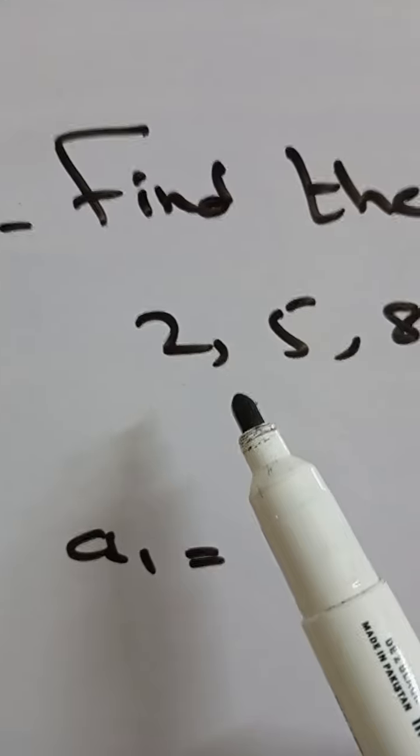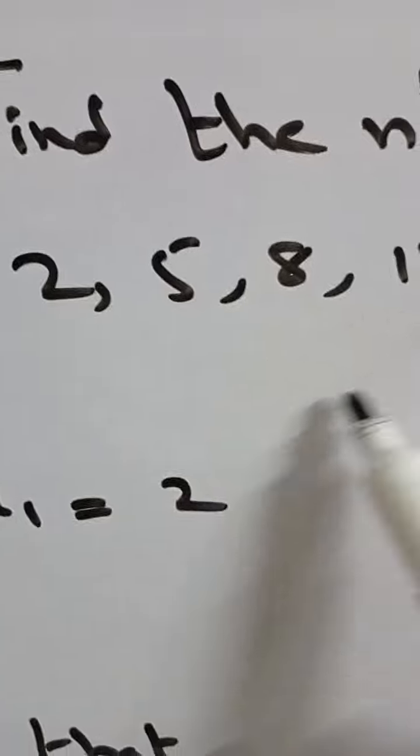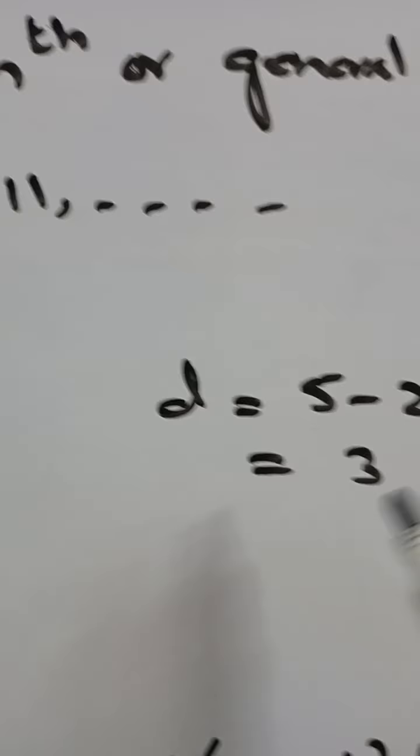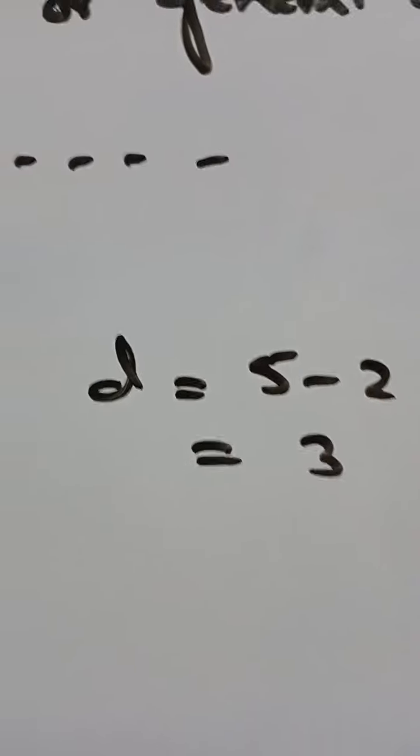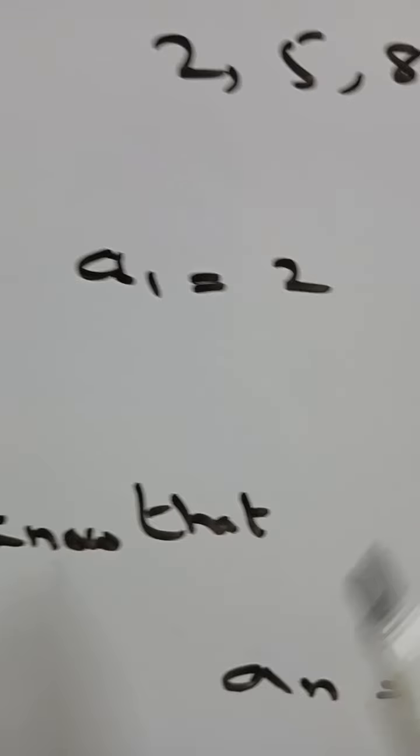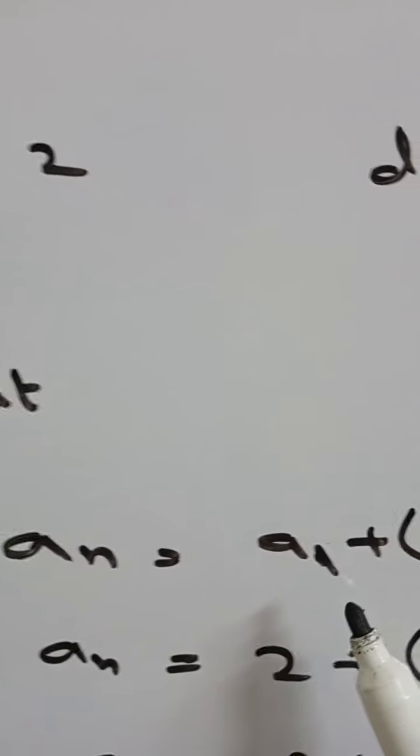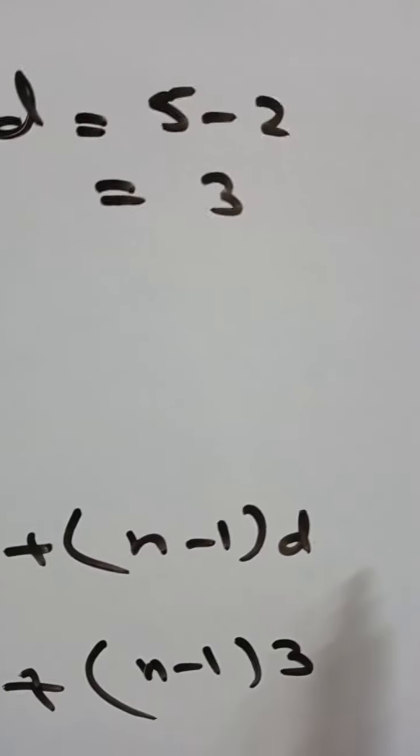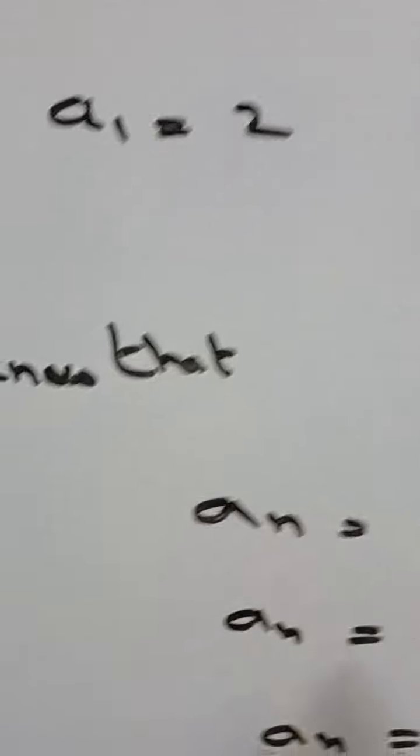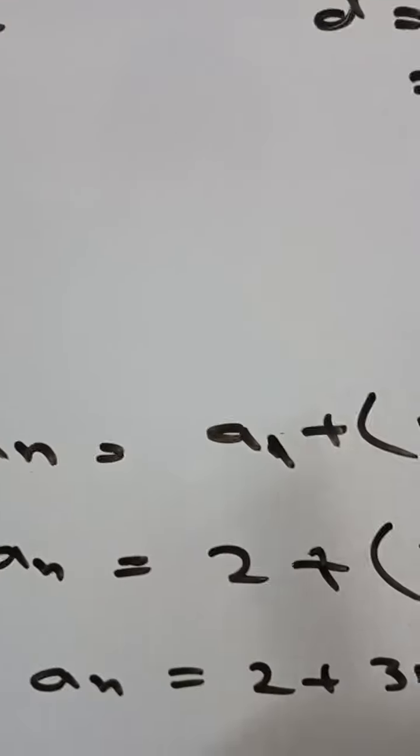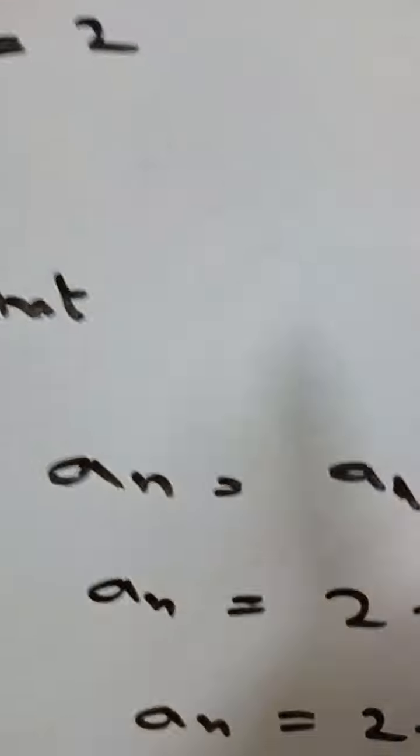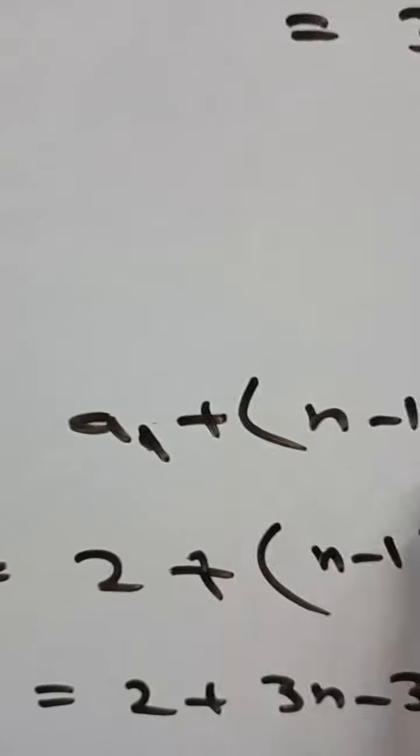5 minus 2 is 3. 8 minus 5 is 3. 11 minus 8 is 3. So the common difference is 5 minus 2, equal to 3. You got it? Now we know that the nth term, or you can say the general term, an equals a1 plus (n minus 1)d. So by putting in its values, an equals a1, but a1 stands for the first term. What is it? 2 plus (n minus 1).